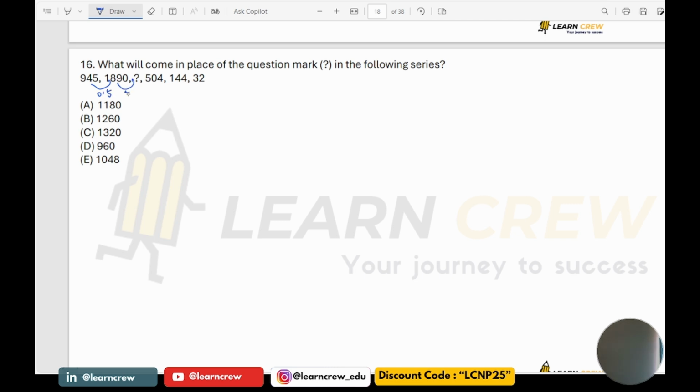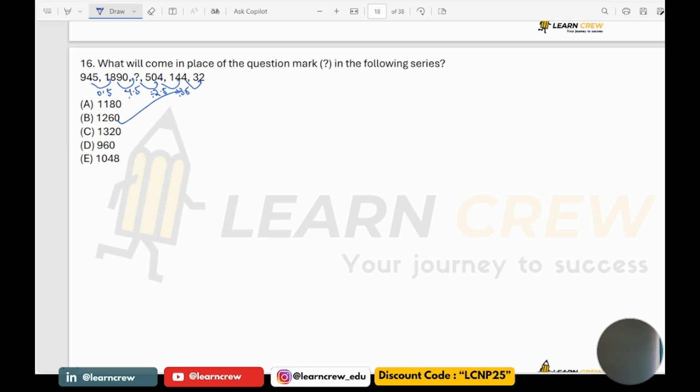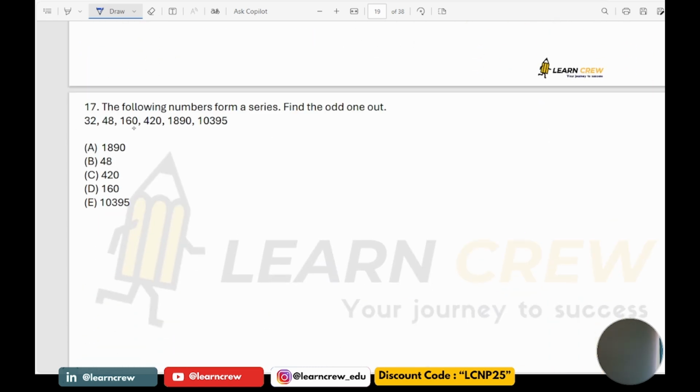1890 divided by how much? 1.5, divided by 2.5, divided by 3.5, like that, divided by 4.5. Am I correct or not? Yes or no? So the answer is 1890 divided by 1.5 is 1260. 1260. Next, find the wrong number.